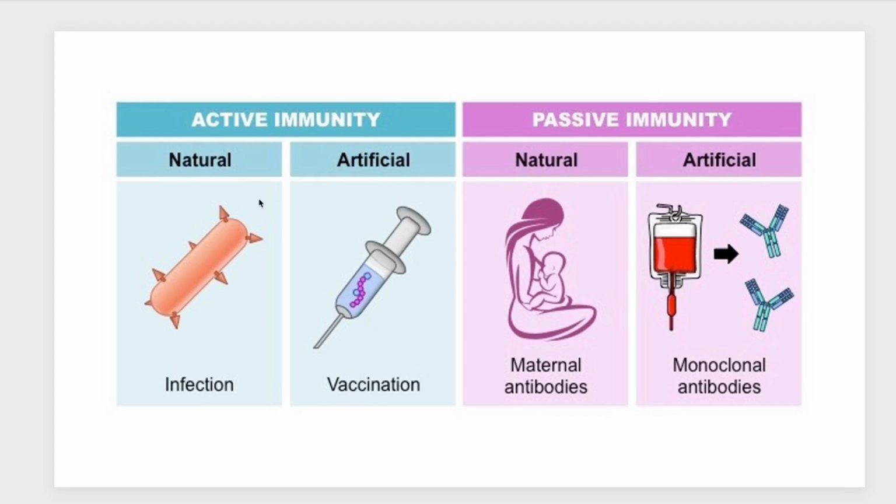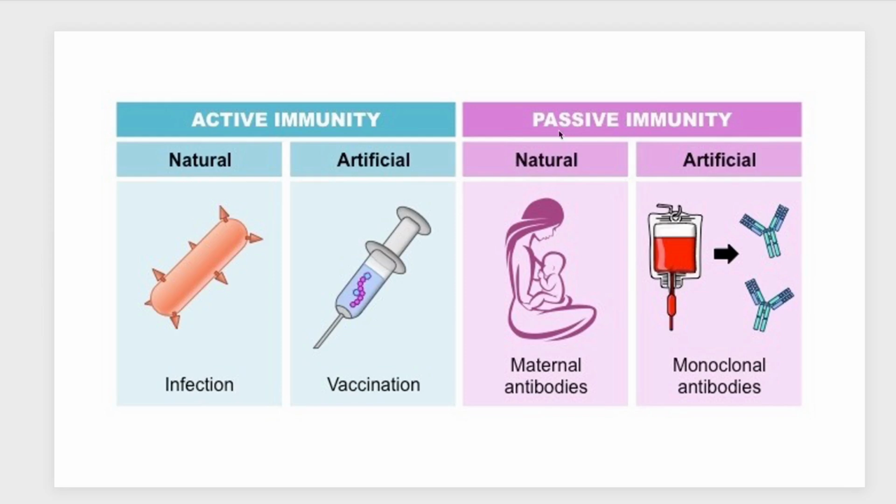So active immunity is when the body actively produces its own antibodies. So usually that's exposure to an antigen. So you get some kind of infection and your body produces its own antibodies to target it for that present infection and then for future infections. So usually you're going to get that naturally, but you can also get that artificially through some type of vaccination.